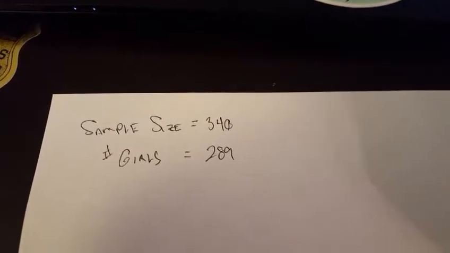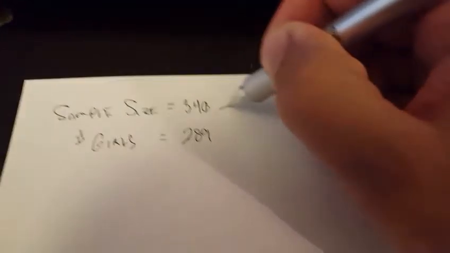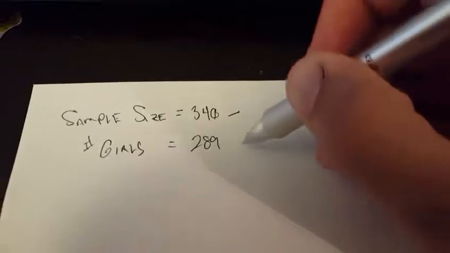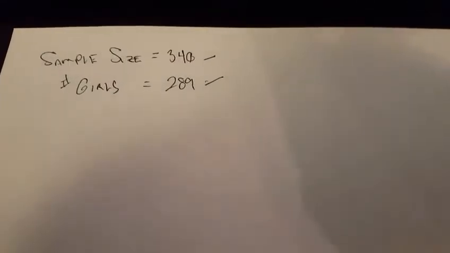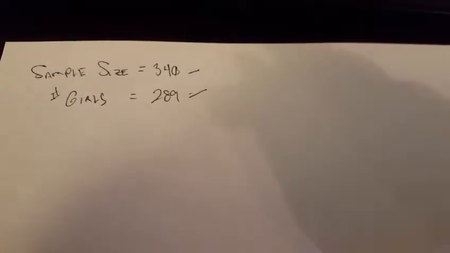So real quick from that word problem, we know that our sample size is 340. That's the total number of babies. It said 289 were girls. We're trying to find the probability of success, which would be having a girl.